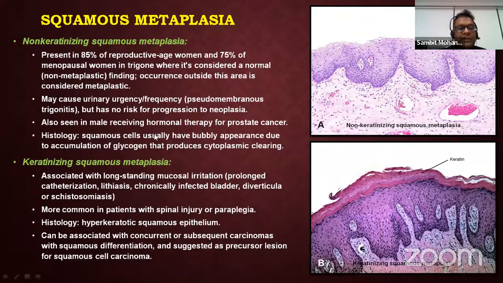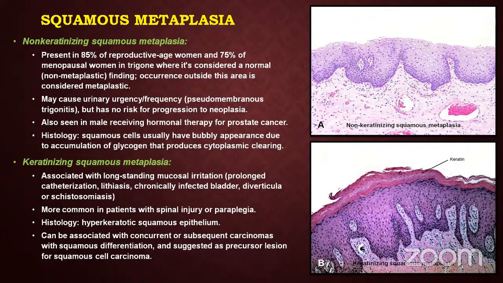So next comes the histology. Squamous cells have a bubbly appearance due to accumulation of glycogen that produces cytoplasmic clearing. Then it could be keratinizing if there is long-standing mucosal irritation because of a diverticulum, schistosomiasis, catheterization, bladder stone, or multiple kidney stones passing in the urine and damaging the bladder wall. You see this keratinization and parakeratosis, and it is more common in patients with spinal injury or paraplegia who have been bedridden for a long time. Hyperkeratotic, parakeratotic squamous epithelium can be associated with concurrent or subsequent cancer.